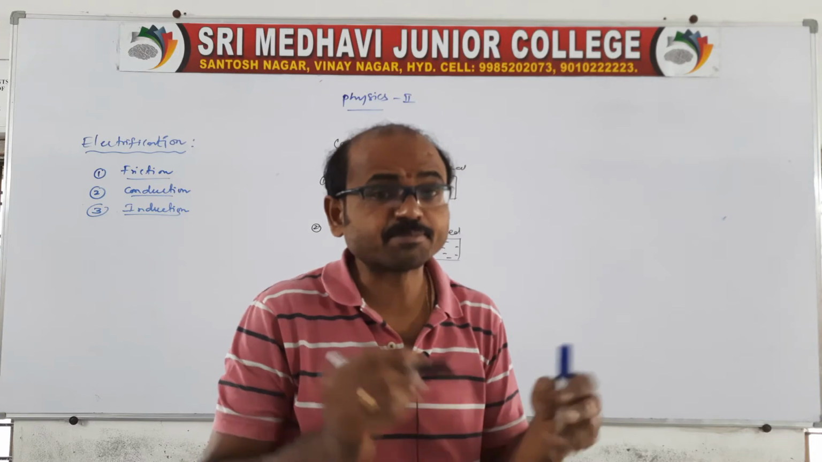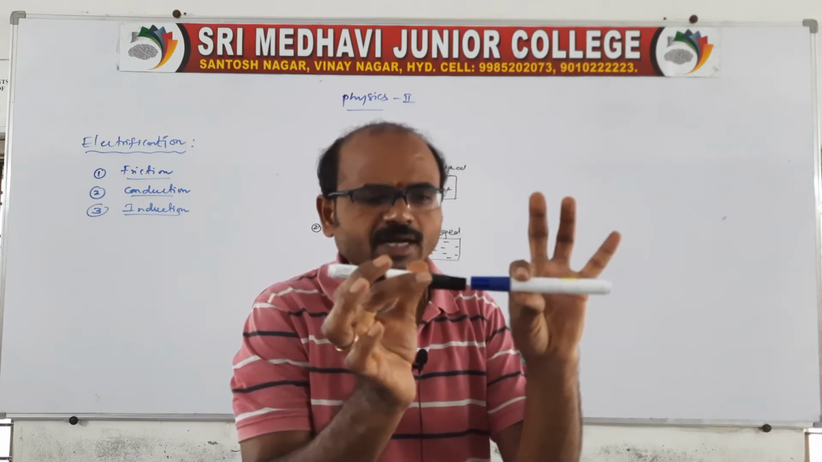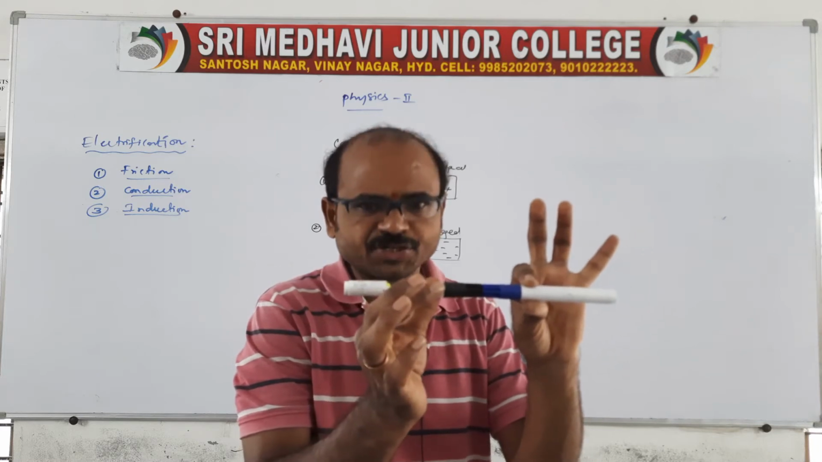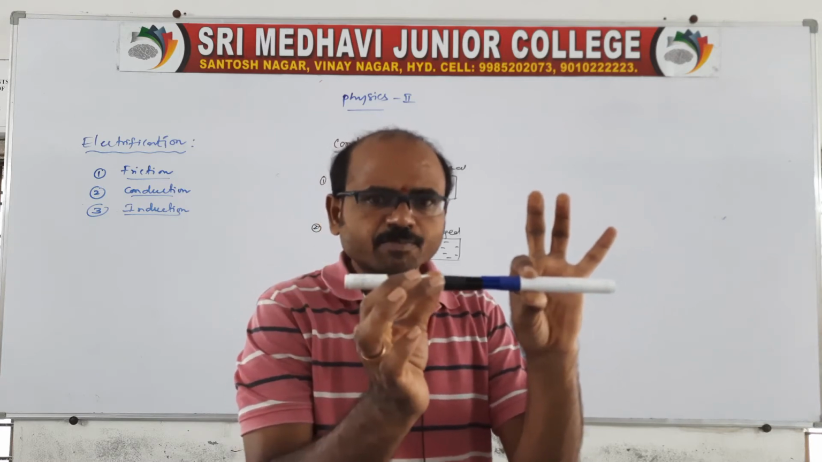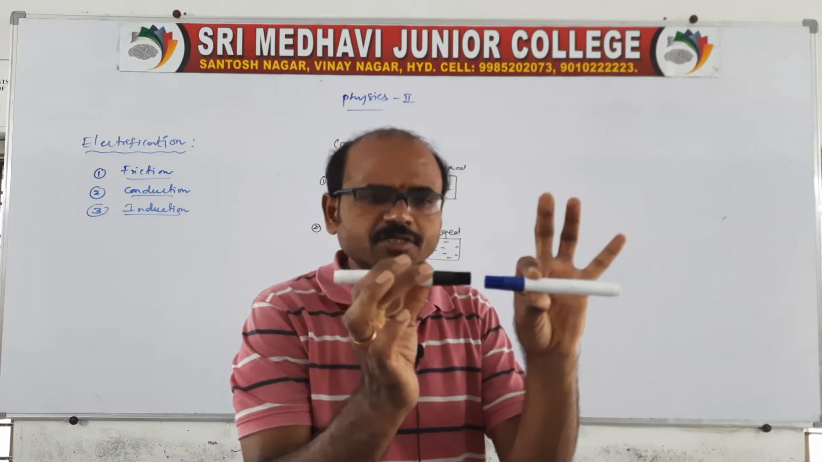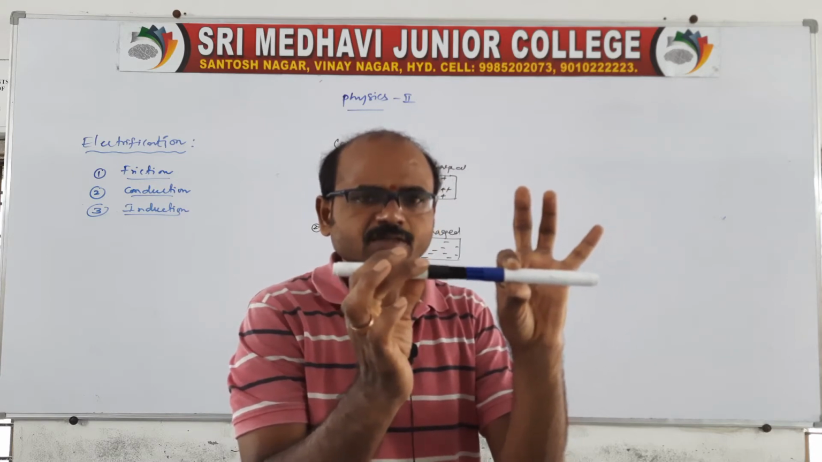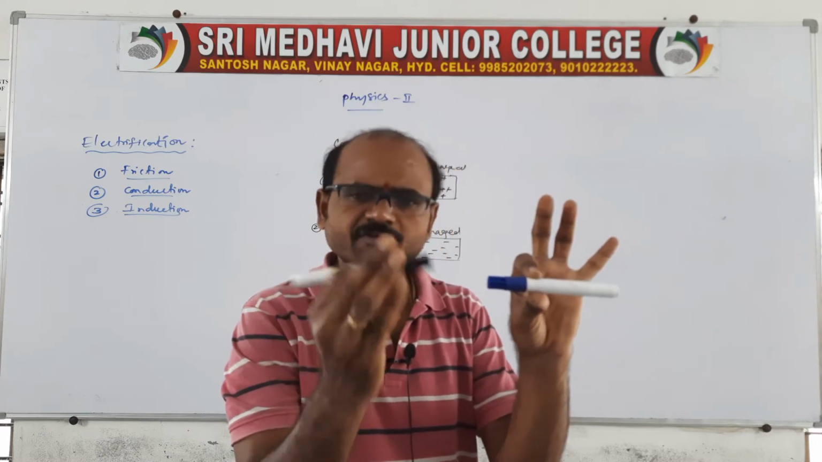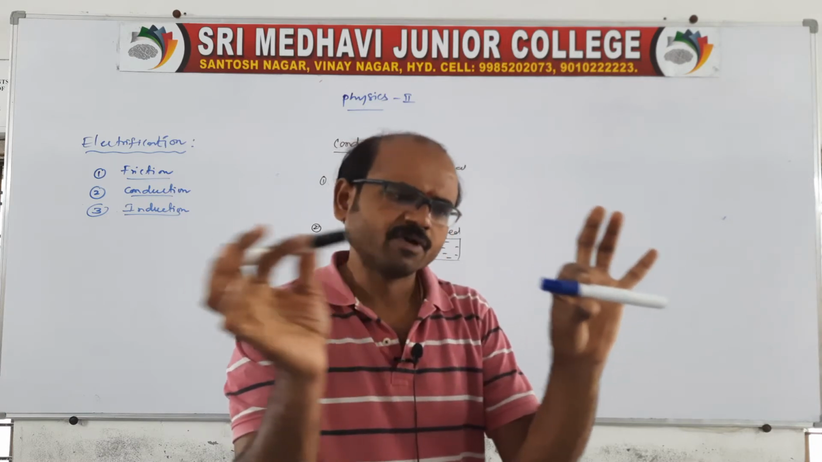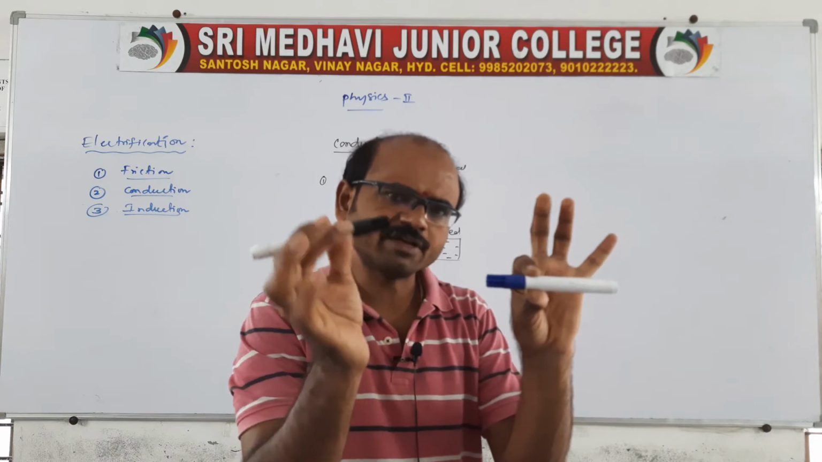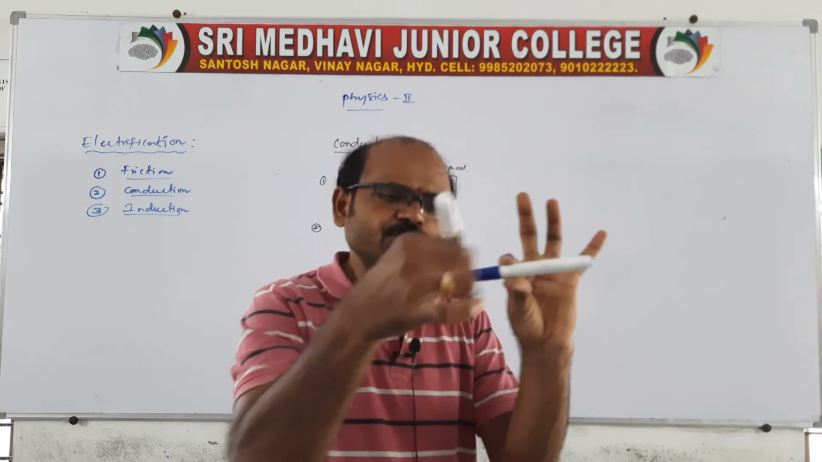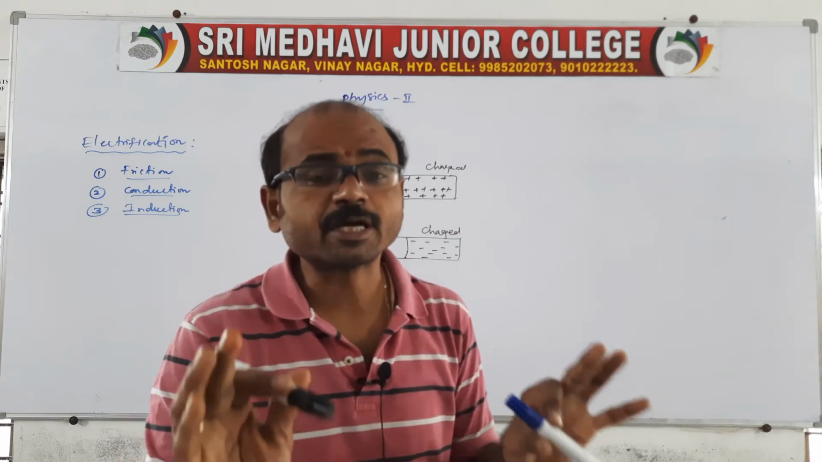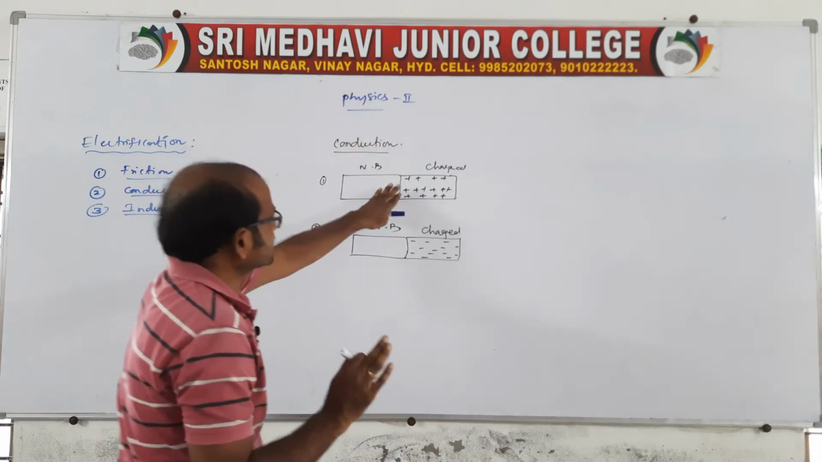Very simple. When the two bodies are kept in contact like this, because of the influence, the body becomes charged. When a positively charged body or a negatively charged body is kept in contact with the uncharged body, whichever body it is, either positive or negative, because of the influence of this charged body, the neutral or uncharged body becomes charged.